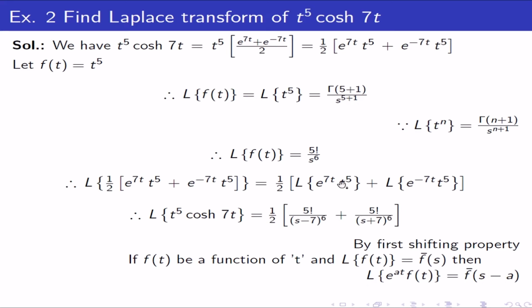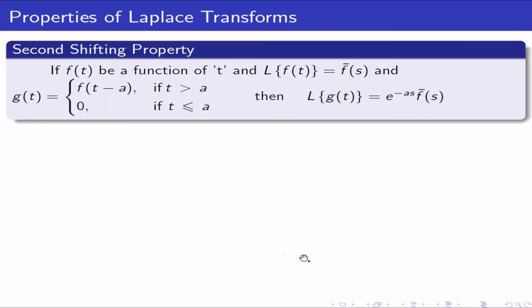Here in the first case a is 7 and in the second case a is minus 7. Hence in the first case s is replaced by s minus 7 and in the second case s is replaced by s plus 7. Hence the answer. Let us take the second property, the second shifting property.